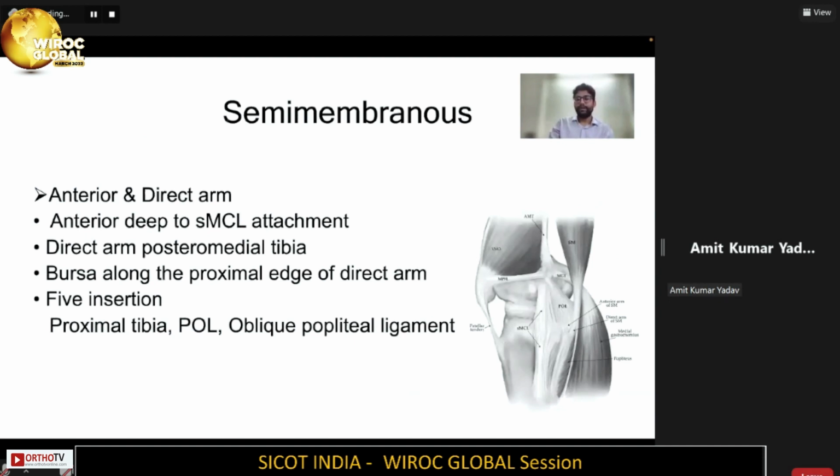Semimembranosus has anterior and direct arms. Actually, it has 5 arms, but the most important are the anterior and direct arms. The anterior arm is attached deep to the SMCL attachment, and the direct arm is attached on the posteromedial tibia. There is a bursa along the proximal edge of the direct arm. So it has 5 insertions: on the proximal tibia, the posterior oblique ligament, and the oblique popliteal ligament.